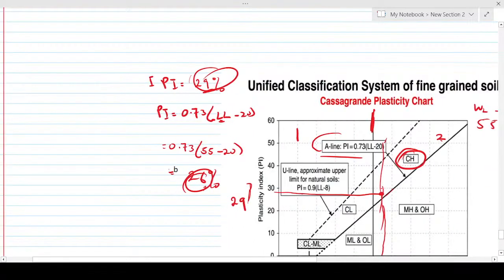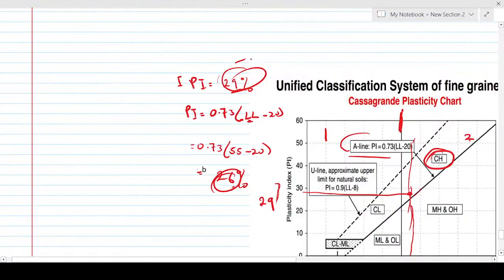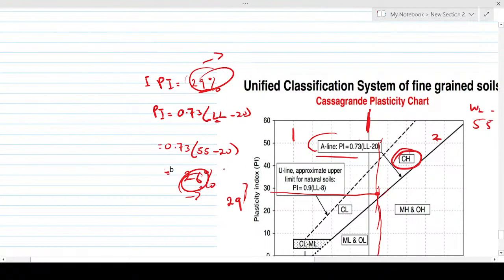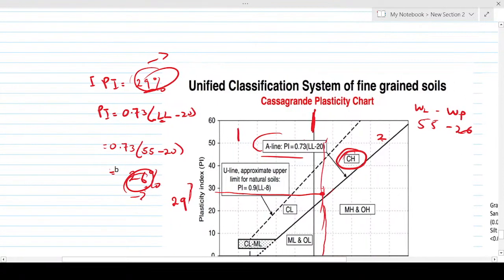So check this. This is what you've got, 29. And this is what you calculated from the A line formula, 26, right? To find out if this is more than this, it will plot below, or if this is more than this, you'll plot above. But still the theory holds. So I assume that it's plotting above, right?